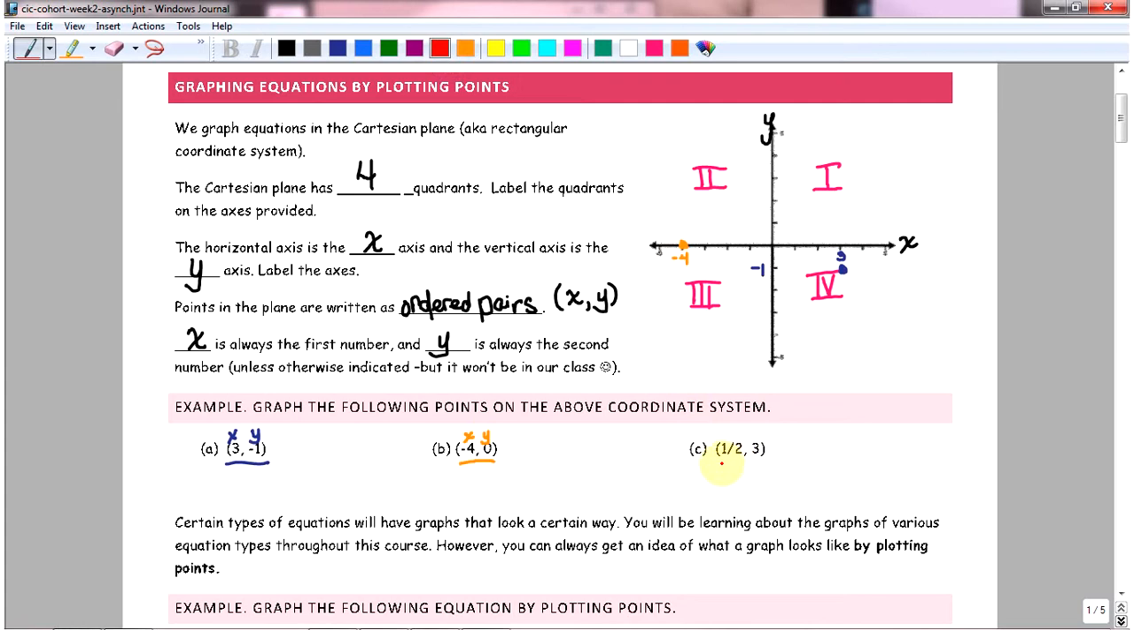Our last point is (1/2, 3). So don't let the fraction throw you. You're still going to approach it the same way. We still have 1/2 is our x, 3 is our y. Since x is positive, that means we're going to go half a unit to the right. So between 0 and 1 is going to be my 1/2, so I'm going to draw a tick mark there. And then we're going to go up 3 units. Okay, so that would be the location of that third point.